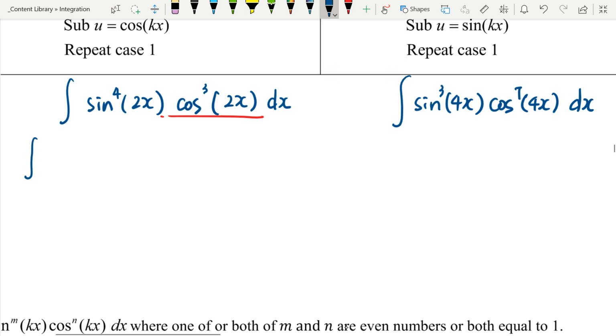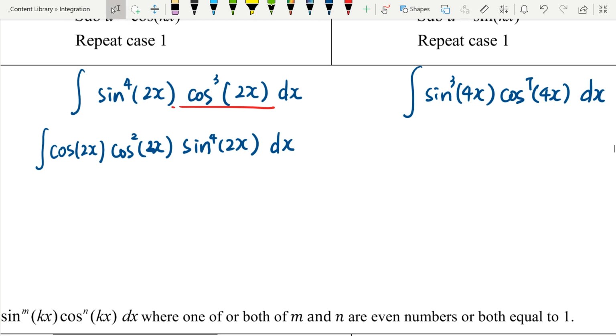Yeah, I will make it to the front. Cos 3, okay, cos to the power of 3. So we need to get one out. Why do I get one out? Because I need one cosine to be singled out and all the other things change to sine. And then how many are left? Power of 2, so I got 2 left. And then the sine for x will stay the same. Sine to the power of 4 x stays the same. So that's the first step, we will change it.